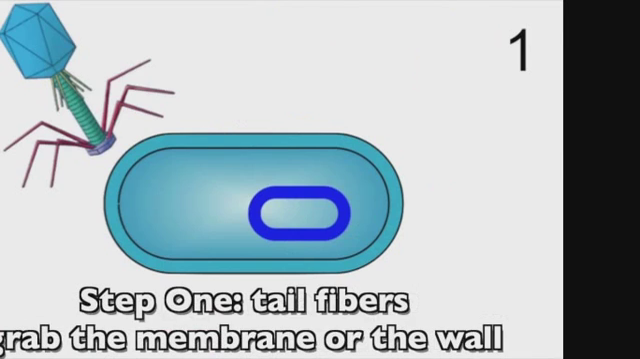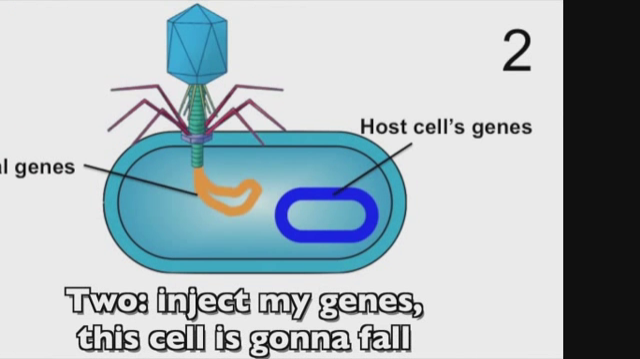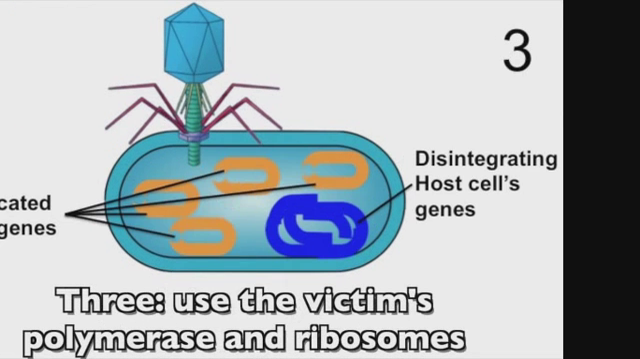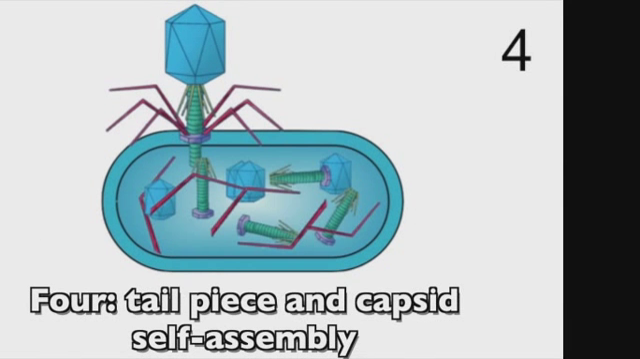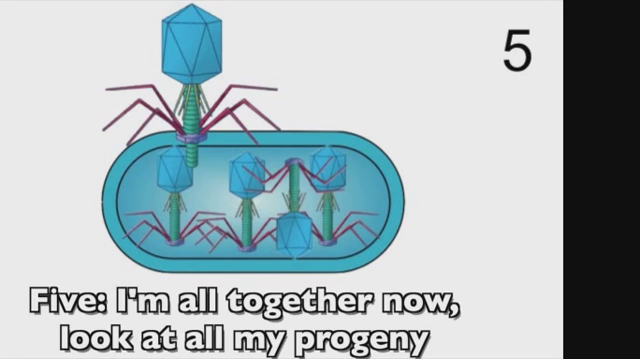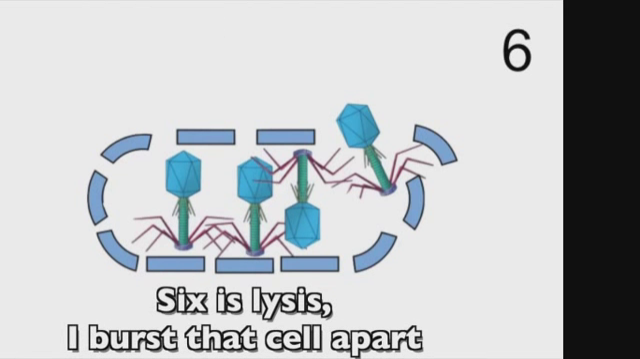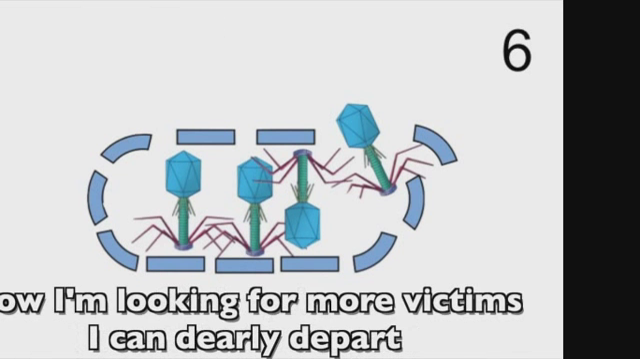Step 1, tail fibers grab the membrane on the wall. 2, inject my genes. The cell is gonna fall. 3, use the victim's polymerase and ribosomes to synthesize my proteins, replicate my genome. 4, tail piece and capsid self-assembly. 5, I'm all together now. Look at all my progeny. 6 is lysis. I burst the cell apart. Now I'm looking for more victims I can really depart.